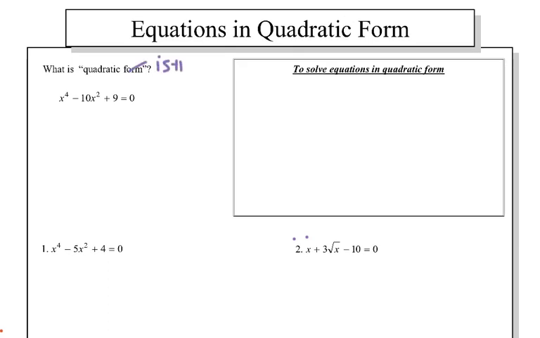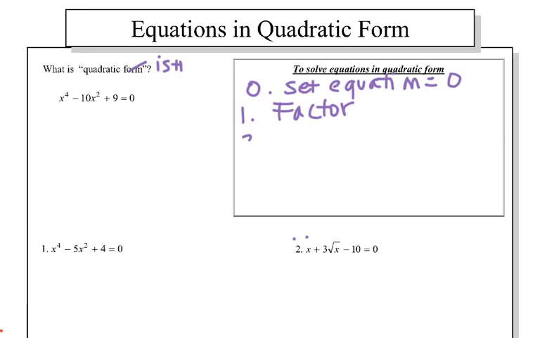They're sort of quadratic, and they're going to be solved the same way, where we set the equation equal to 0, then we factor. Then we set each factor equal to 0. Then we solve.